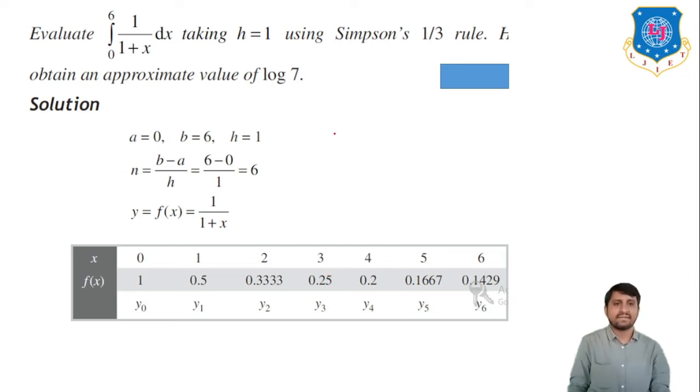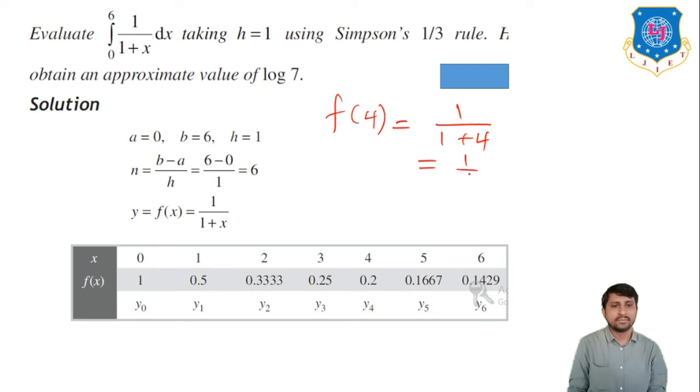Similarly, you can find f of 4. F of 4 is what? 1 upon 1 plus 4, so 1 by 5, and 1 by 5 is 0.2. Similarly, you can find f of 5 and f of 6. I hope that you can easily solve these.